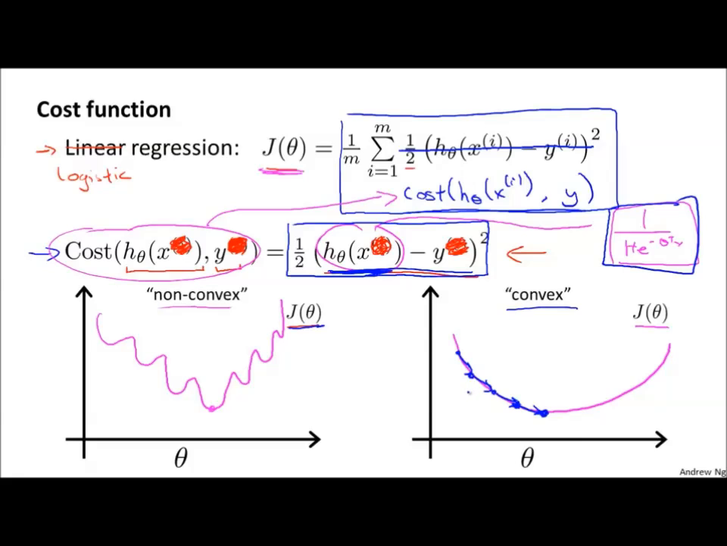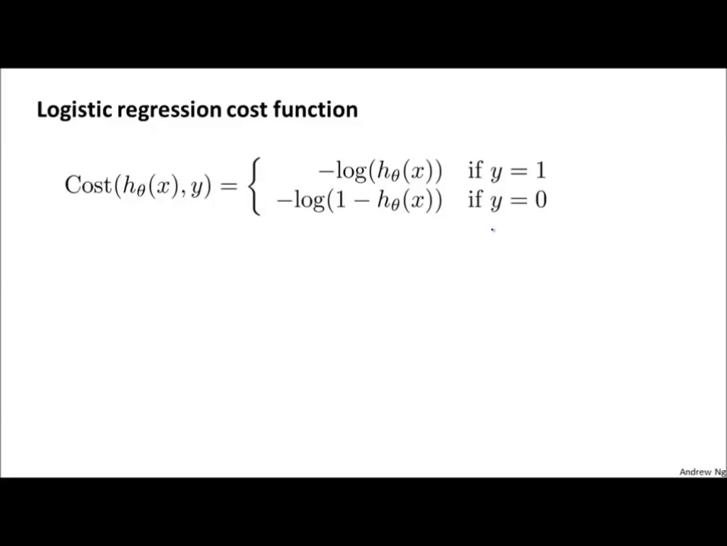Here's the cost function that we're going to use for logistic regression. We're going to say that the cost, or the penalty, that the algorithm pays if it outputs the value h of x, so if this is some number like 0.7, right? But if it predicts the value h of x and the actual label turns out to be y, the cost is going to be minus log h of x if y is equal to 1, and minus log 1 minus h of x if y is equal to 0.